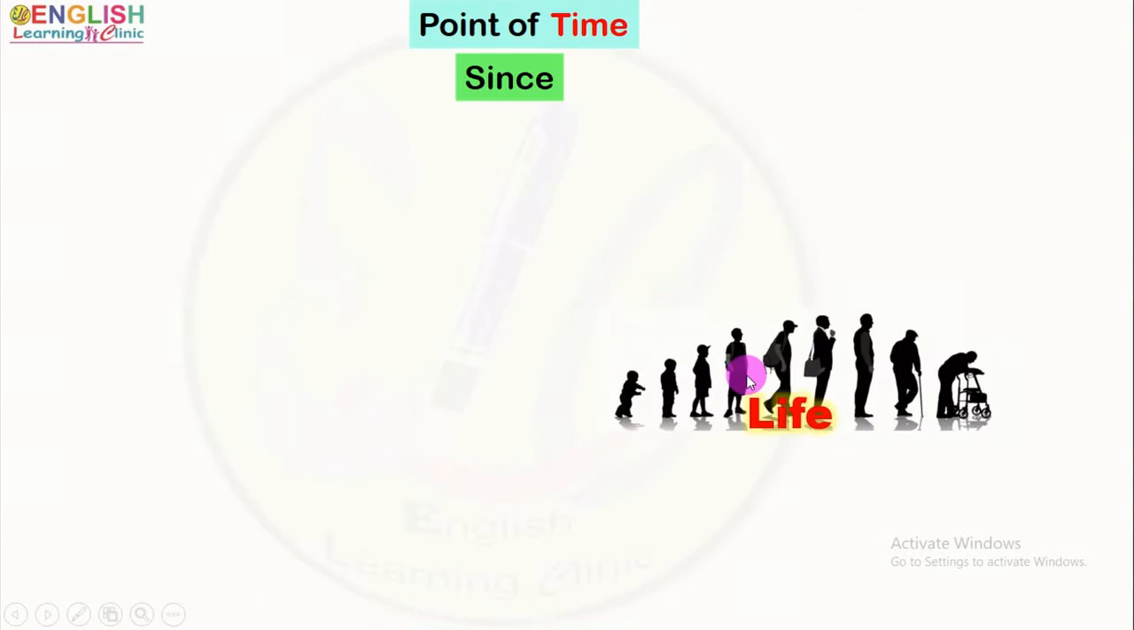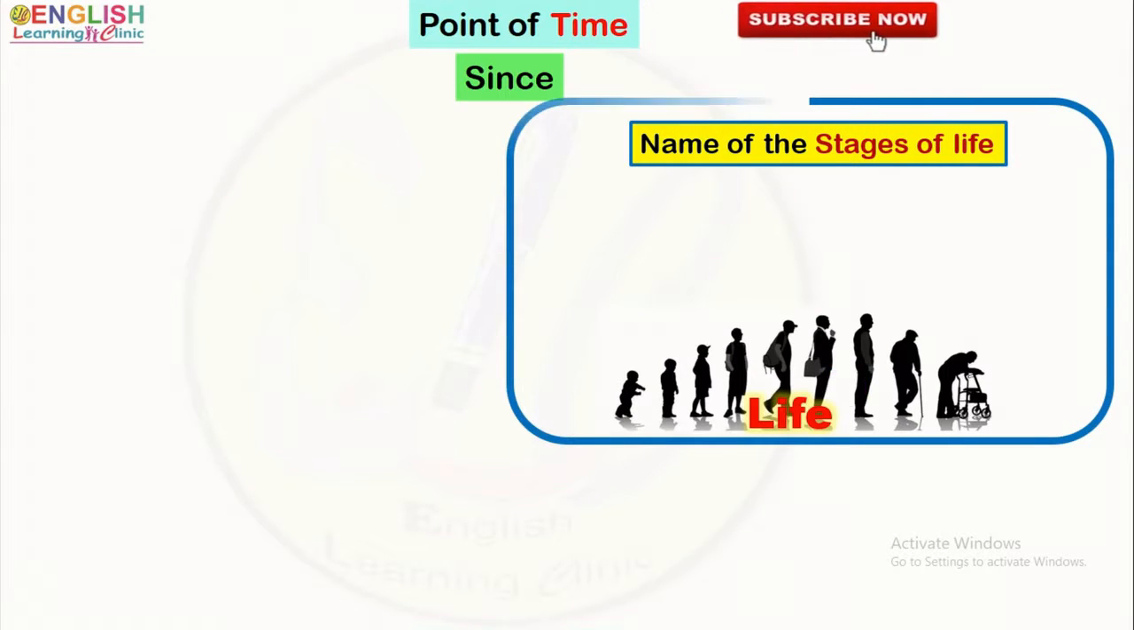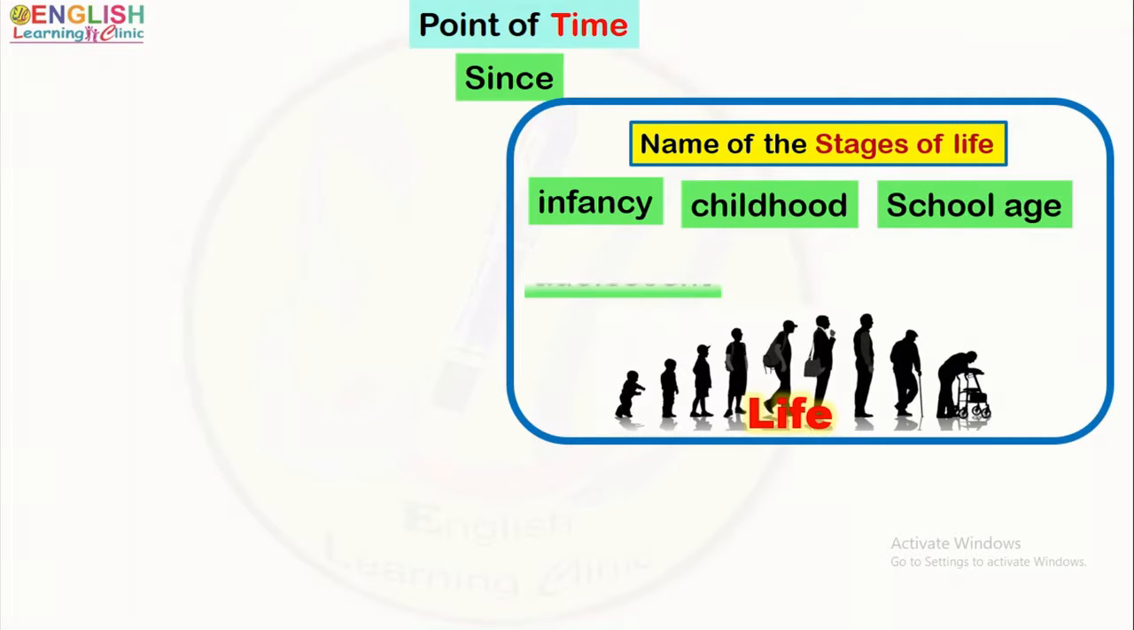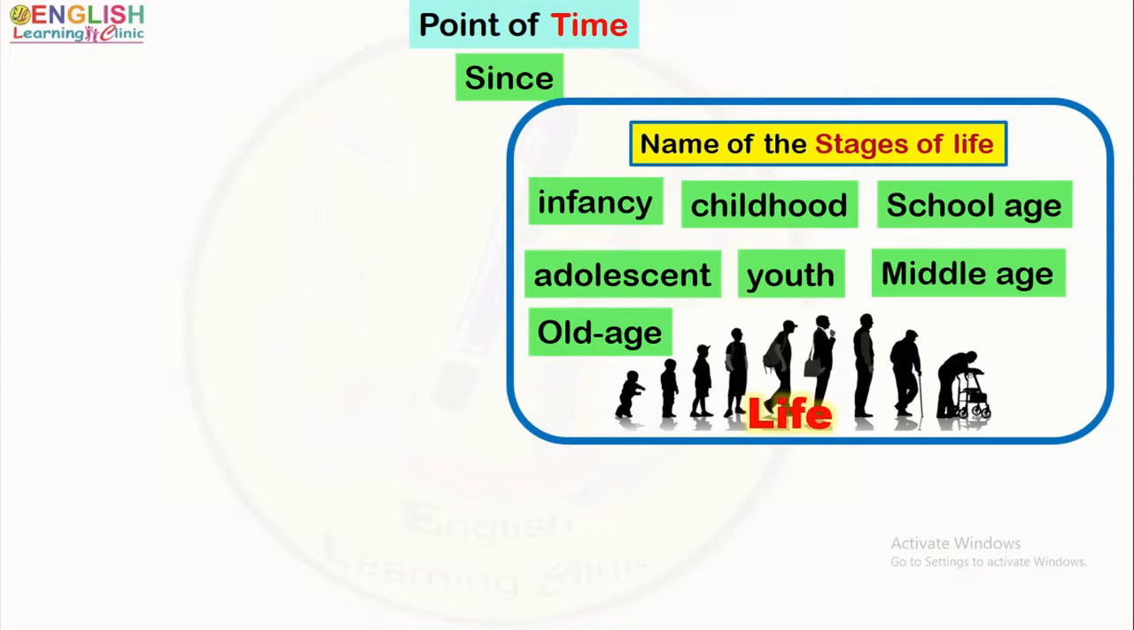Look, this indicates our life. In our life, there are some points also. It is a point, it is a point, it is a point. That is the stages of life. The names of the stages of life also indicate points of time: infancy, childhood, school age, adolescent, youth, middle age, old age. For example, I have been staying here since my childhood.